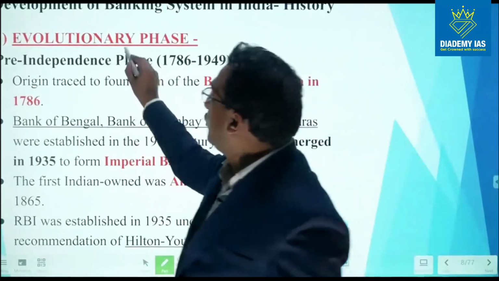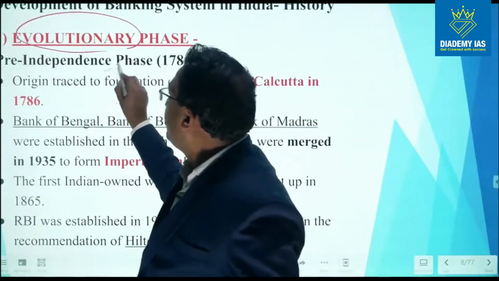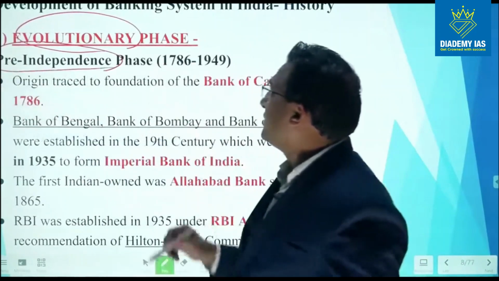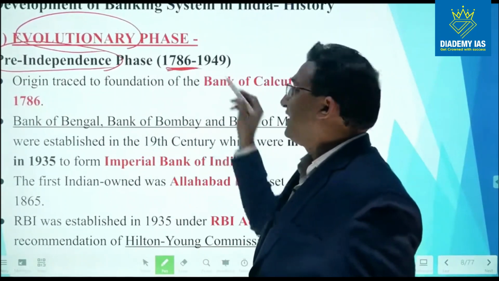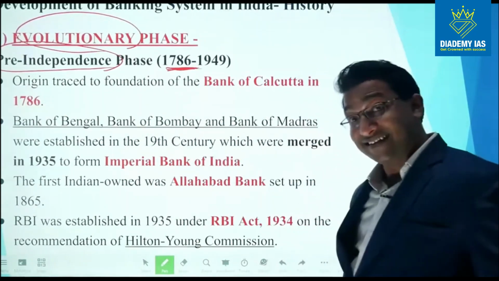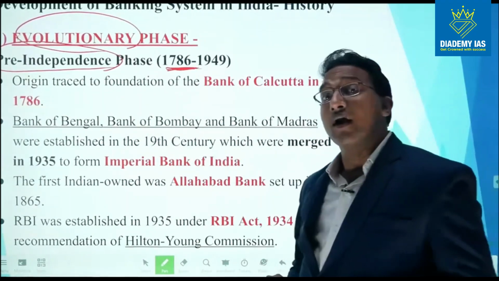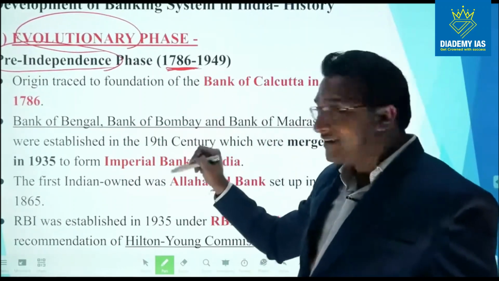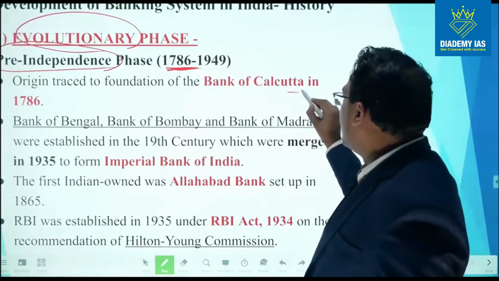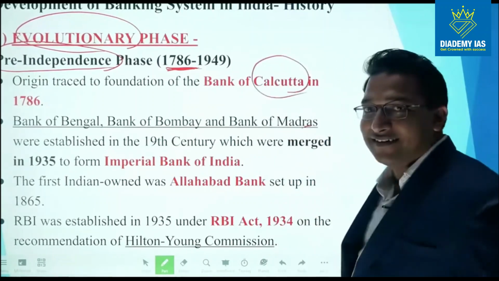the evolutionary phase, or the pre-independence phase. It started in 1786, more than 230 years ago, right? So the origin of the banking sector in India can be traced to the city of joy, right?